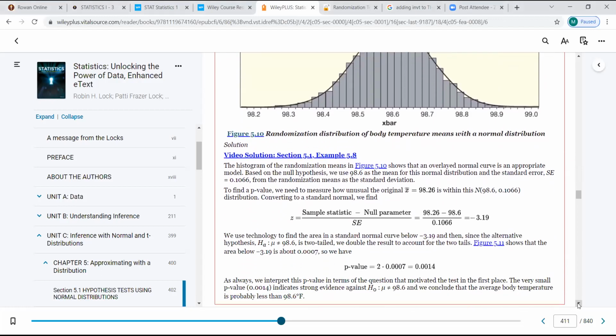And then notice here, this is the z-score. This is the z statistic. So the numerator is the sample mean, 98.26, minus the null mean, which is 98.6, and the denominator is the standard error, 0.1066. And they came out with negative 3.19. So we did this with the calculator before. And actually, let's just do it with the calculator one more time.